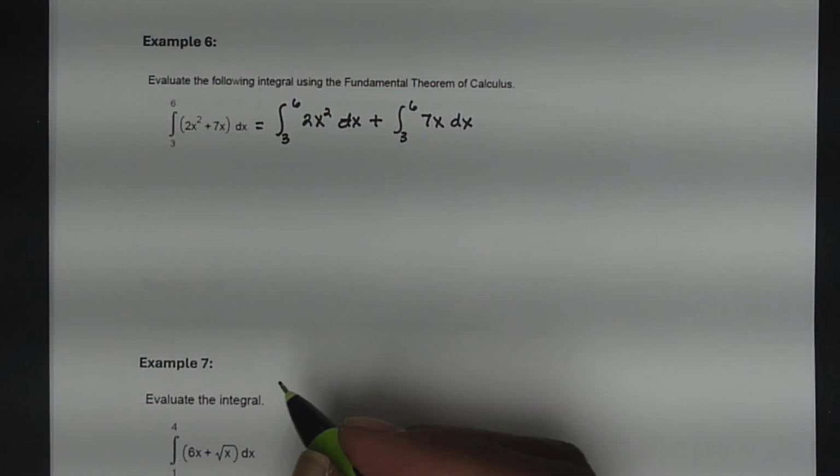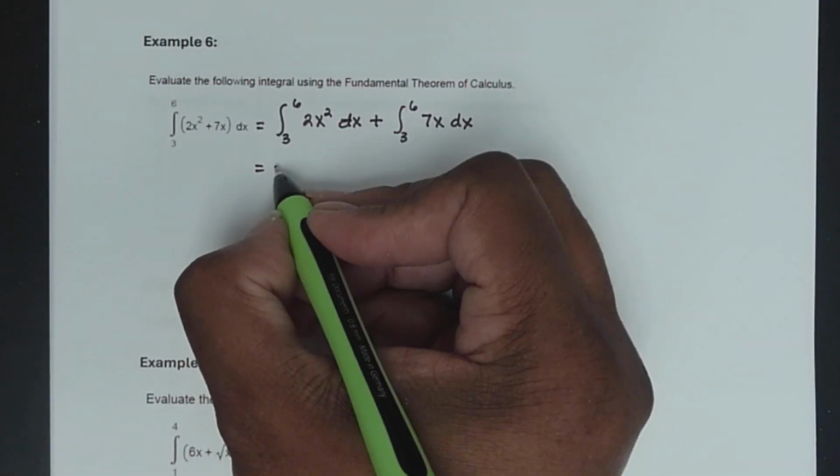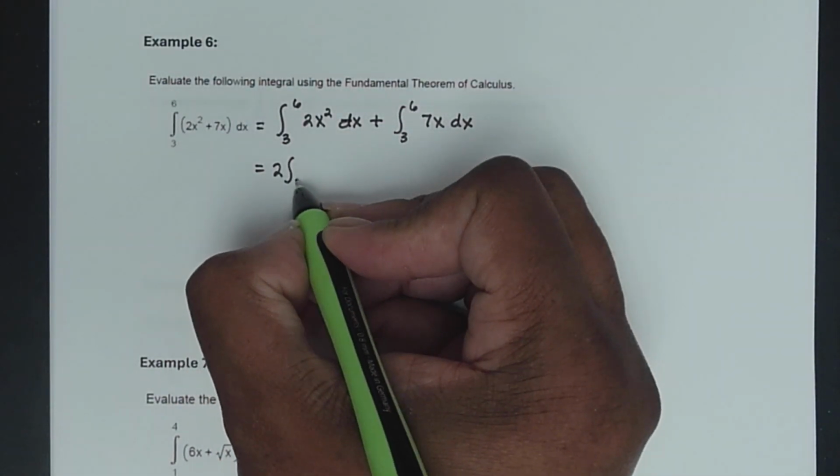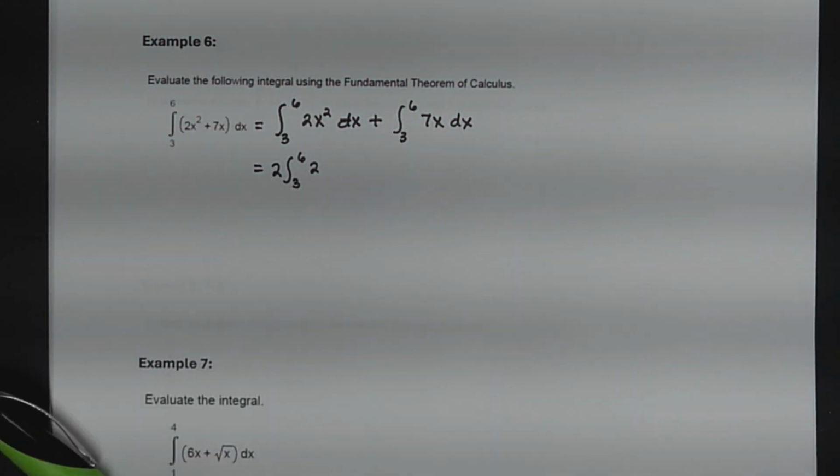And I can pull their coefficients out in front of the integral sign. This 2 can go out in front as 2 times the integral from 3 to 6 of x squared dx.